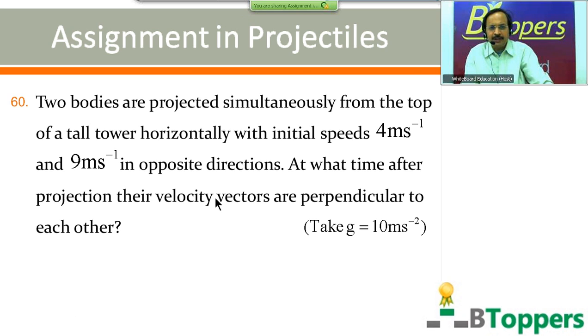Two bodies are projected simultaneously from the top of a tall tower horizontally with initial speeds 4 meter per second and 9 meter per second in opposite directions. What time after projection are their velocity vectors perpendicular to each other? Take g equal to 10 meter per second square.